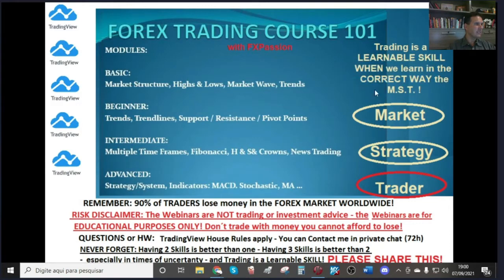The MST. M stands for the market, S stands for the strategy, T stands for the trader, right? Anyway, we need to learn those three. Those are the three pillars of a beginner trader.